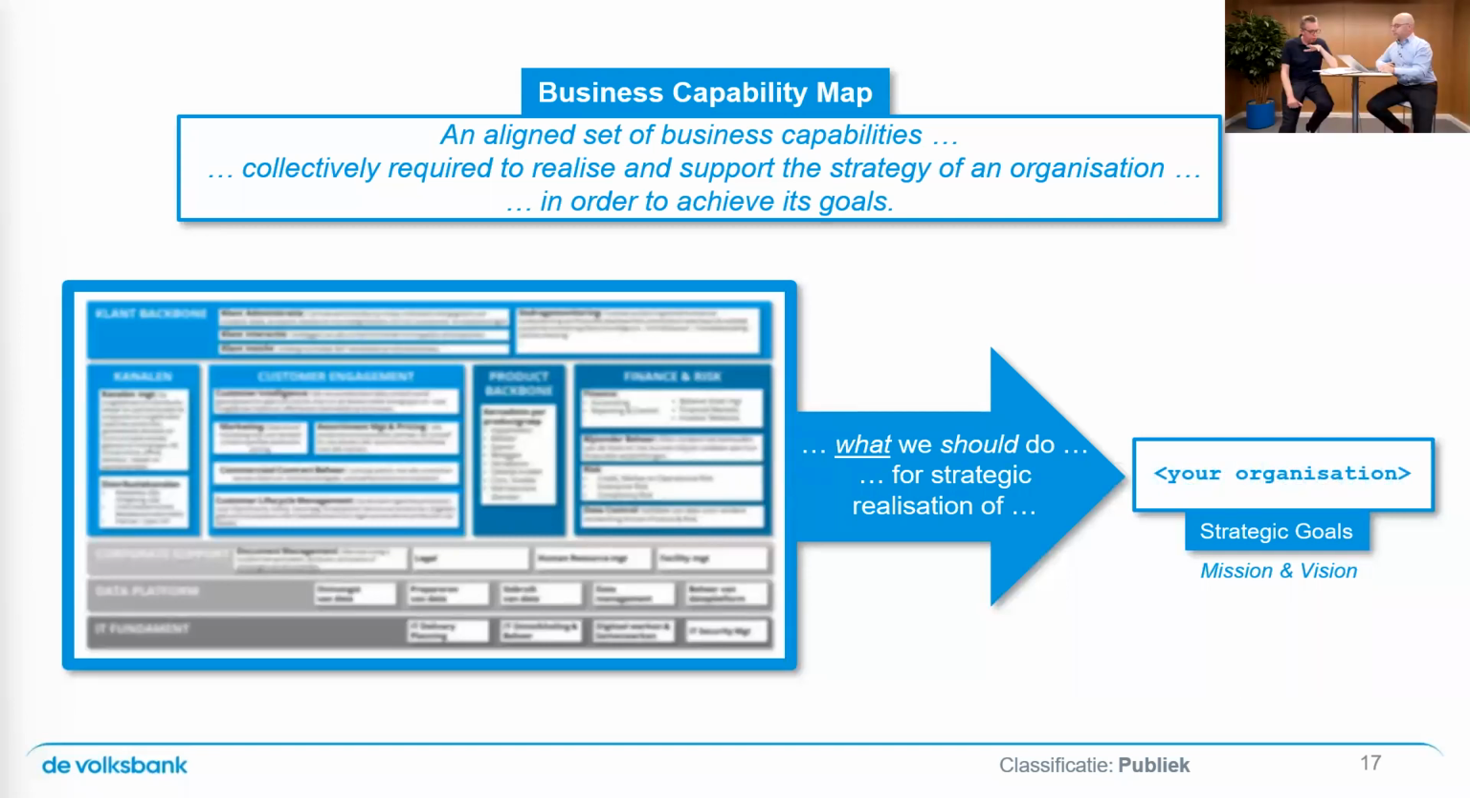At this level, and whatever the definition for business capability, there's always the fact that we're talking about what is being done or what is needed to realize the strategy. So it's maybe a big distinction with processes, which we will talk about later.